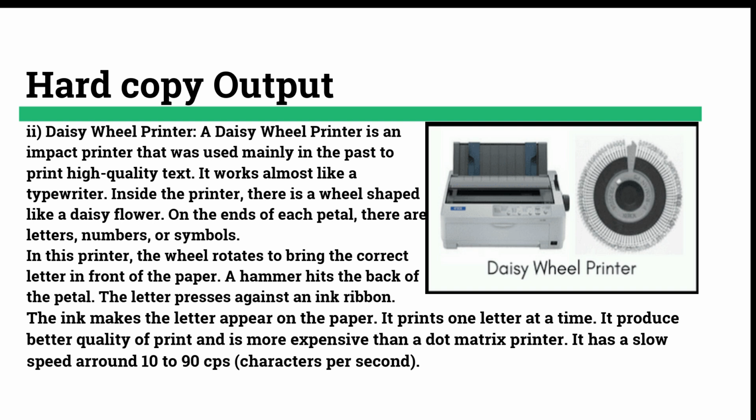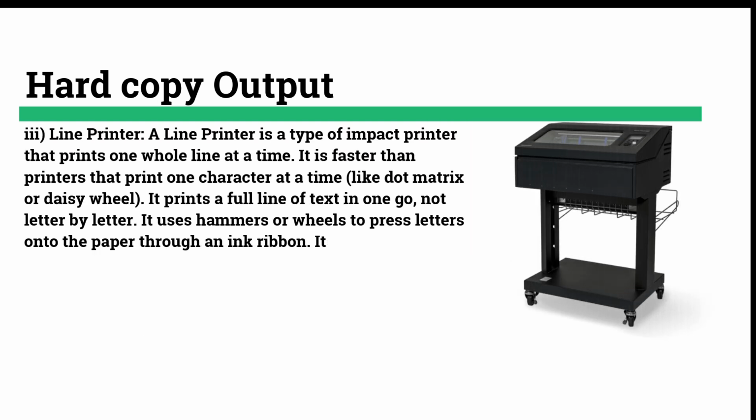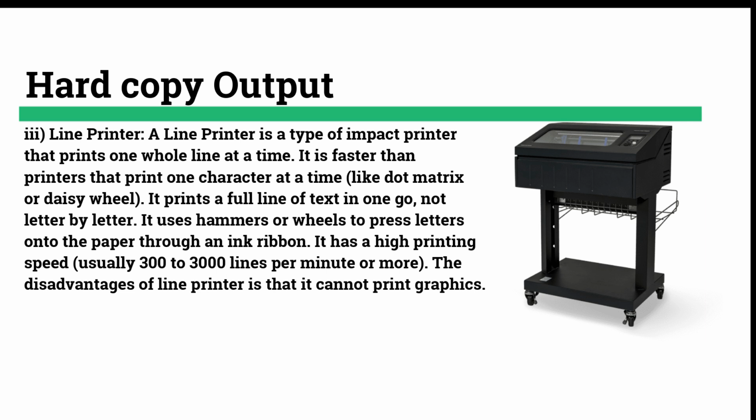A hammer hits the back of the petal. The letter presses against an ink ribbon. The ink makes the letter appear on the paper. It prints one letter at a time. It produces better quality of print and is more expensive than a dot matrix printer. It has a slow speed, around 10 to 90 CPS, characters per second. 3. Line printer. A line printer is a type of impact printer that prints one whole line at a time.